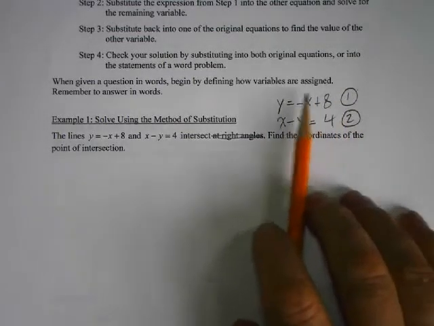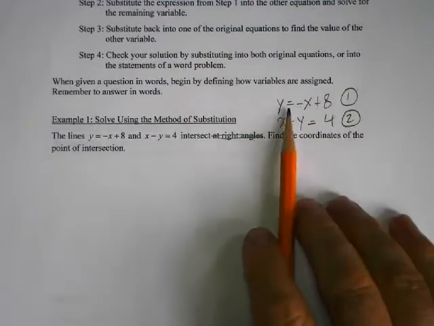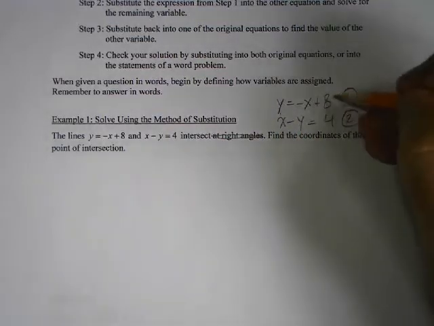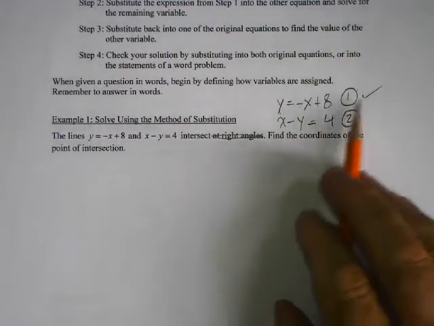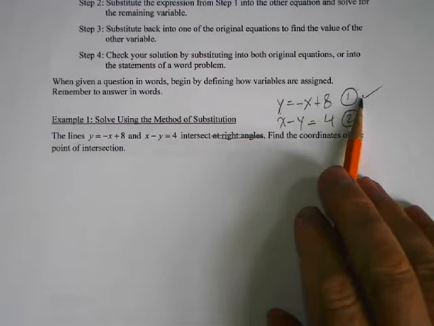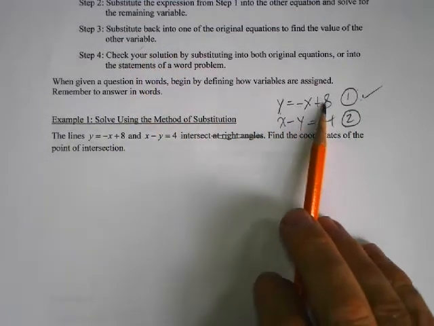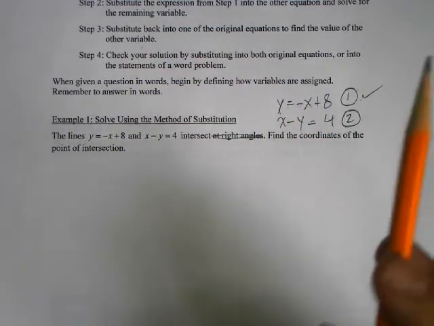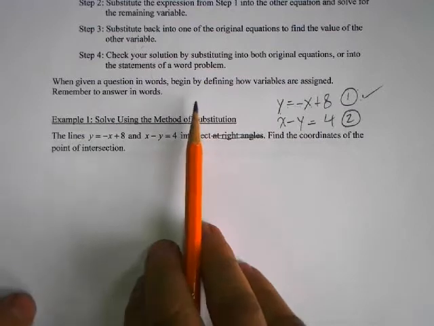Okay. Now you can see these 2 equations here. This equation is already isolated, has y already isolated. So for us, that first step is already done. That first equation is already rearranged for y in terms of x. So we're done, and we can go to the second step.